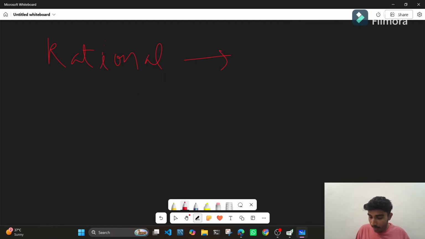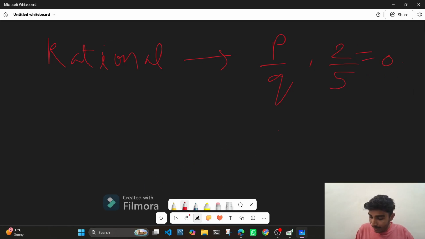What do you mean by a rational number? Rational numbers are the numbers that can be represented in the form of p by q. For example, let's say we have 2 by 5, that is 2 upon 5, which is equal to 0.4. This is a number that we can represent in terms of p by q. So these are all rational numbers.